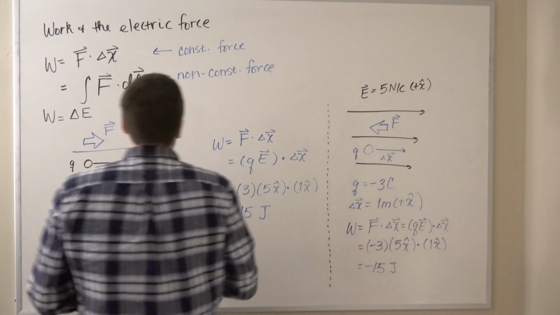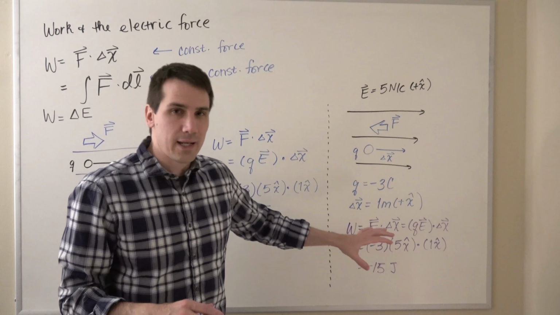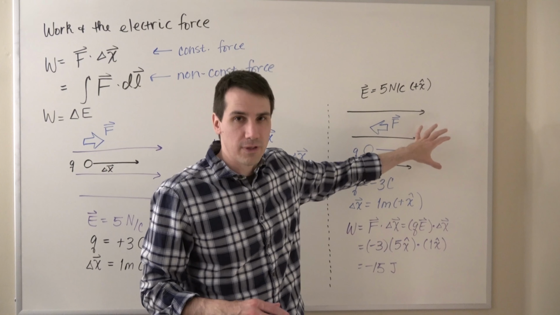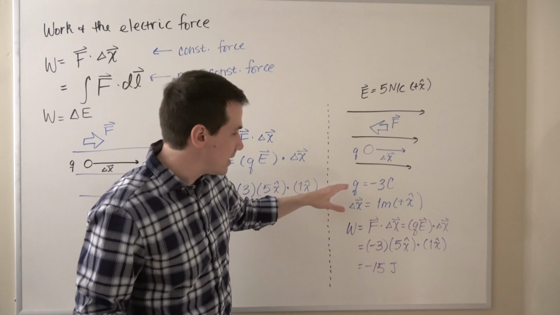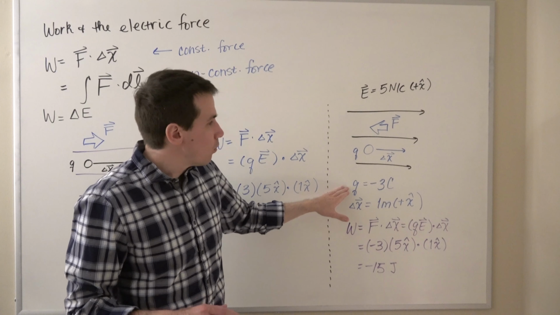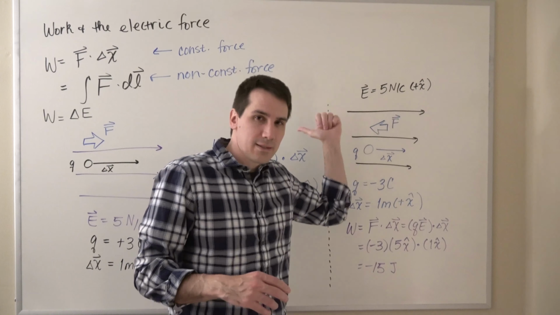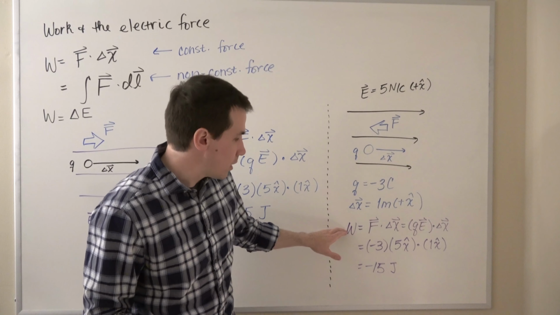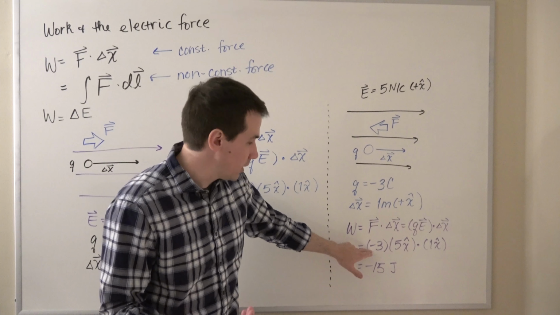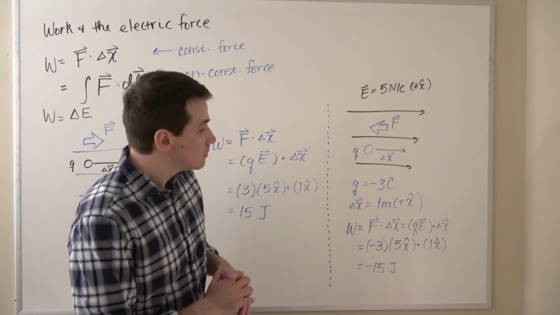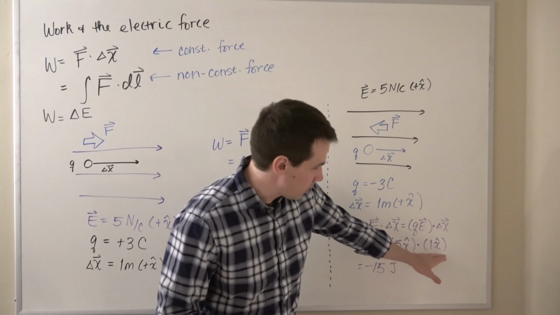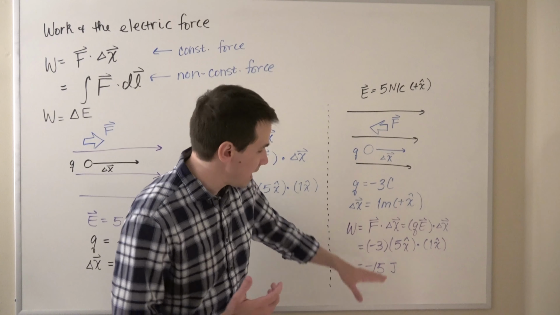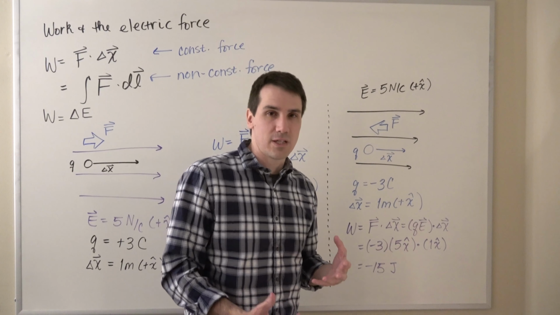All right, so the next thing we can look at is what if I did the exact same displacement in the exact same electric field, but now I have a negative particle. Well, now my force points to the left. Doing exactly the same work equation, I now have a minus sign out front from my negative charge. My electric field vector hasn't changed, my displacement vector hasn't changed, but now due to the negative charge, I have negative 15 joules of work.